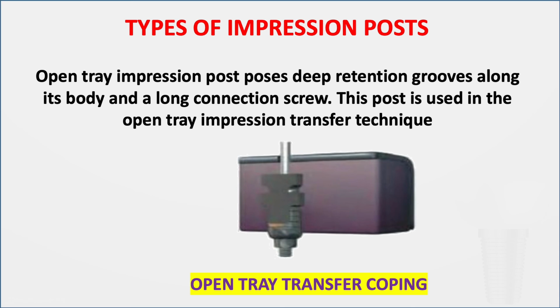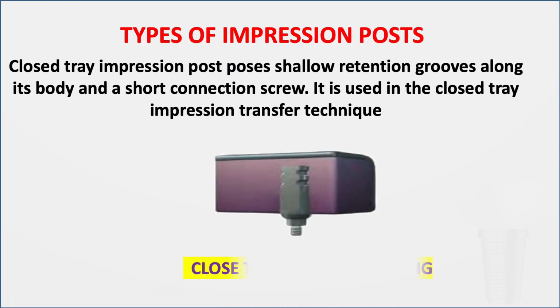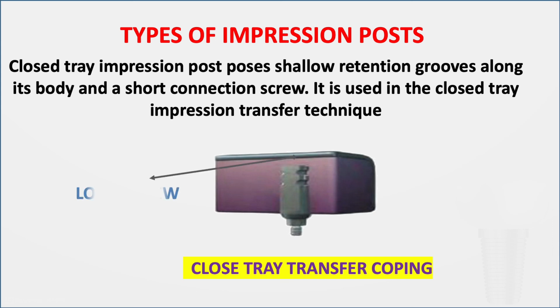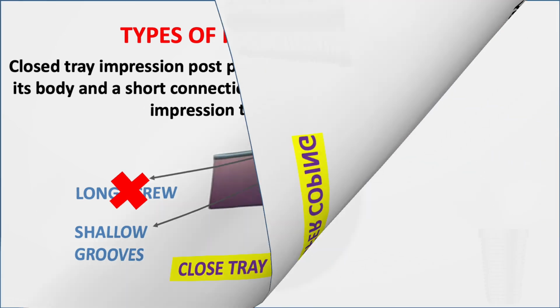So look at the figure. We have a long screw in the open tray impression coping and we have deep grooves. Then we have a closed tray impression coping. It has shallow retention grooves along its body and a short connection screw. It is used in the closed tray impression transfer technique. As you can see in the figure, there is no long screw in the closed tray impression coping, and the grooves are also shallow as compared to the open tray impression coping.